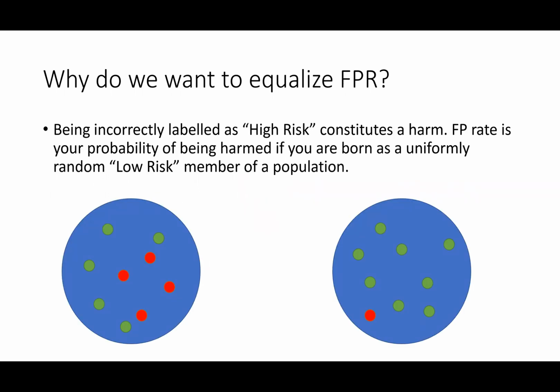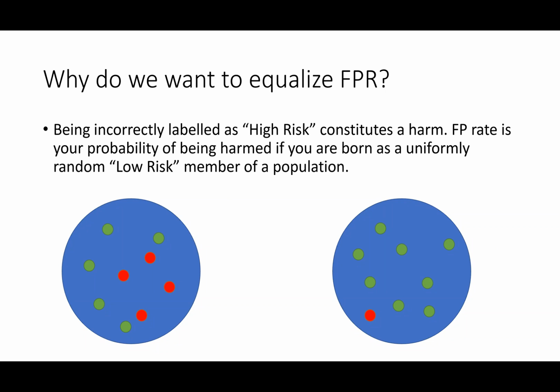Okay. And why should we want our classifiers to equalize false positive rates across populations? Well, if you are incorrectly labeled as high risk, then this mistake of the classifier has actively harmed you, right? Because you are a low risk person, you're not going to go on to commit a crime if you're released. But if you are mistakenly labeled as high risk, this makes it less likely that you are going to be released on parole. And so the false positives are sort of the people that the mistakes of the classifier are harming.